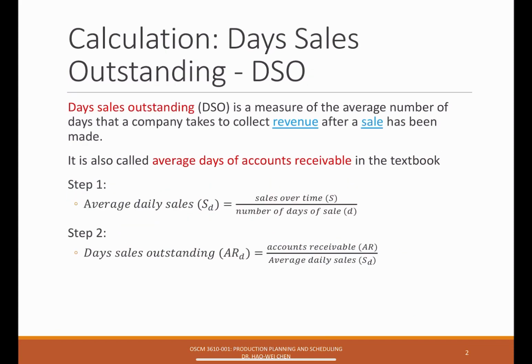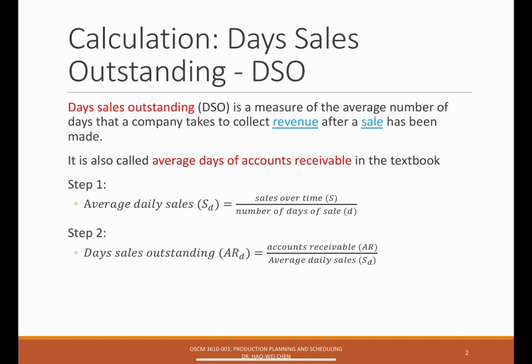So let's see how we can calculate the days sales outstanding. Days sales outstanding is a measure of the average number of days that a company takes to collect the revenue after the sale has been made. It is also called the average days of accounts receivable. That's the time it takes for you to receive the money from the buyer.